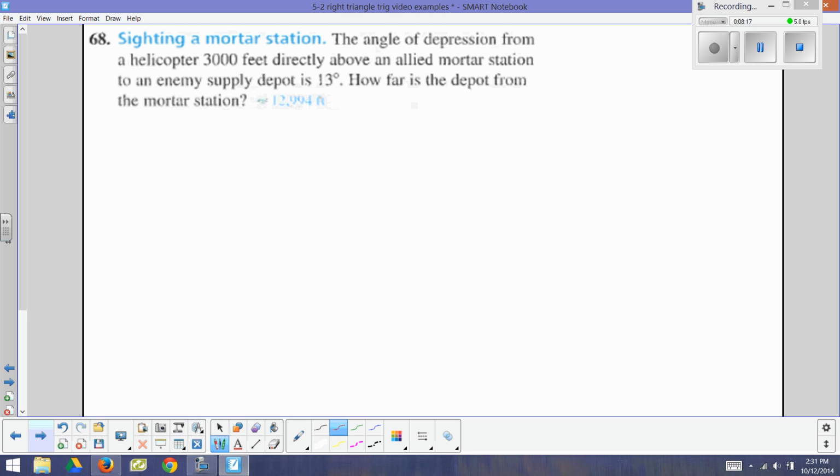68. Sighting a mortar station. The angle of depression from a helicopter 3,000 feet directly above an Allied mortar station to an enemy supply depot is 13 degrees. How far is the depot from the mortar station? Okay, so I have a helicopter. 3,000 feet.